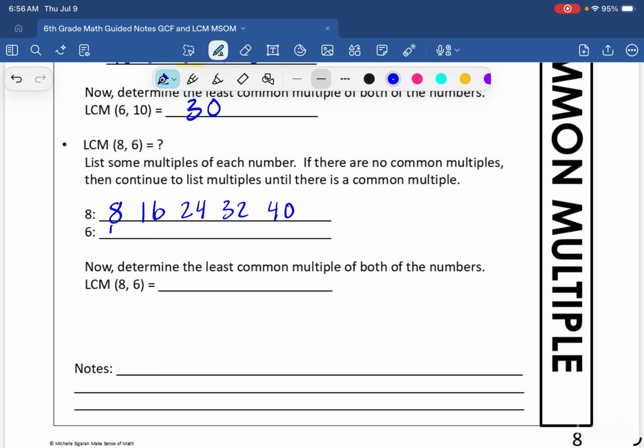6 times 1 is 6. 6 times 2 is 12, 18, 24, 30. And so, are there any numbers that are common in both lists? Yes, and that is 24.